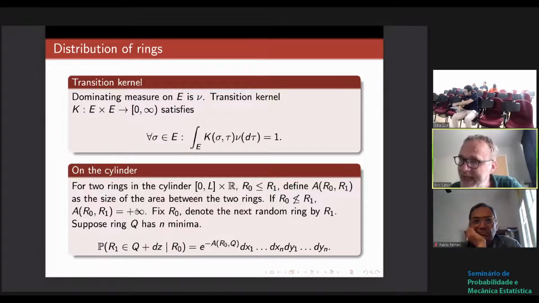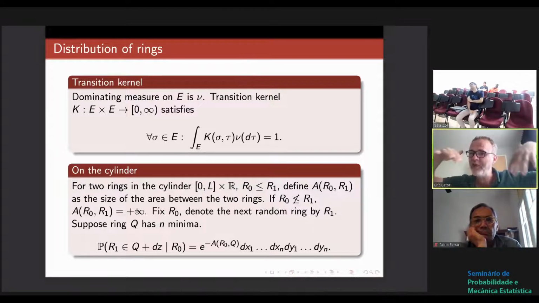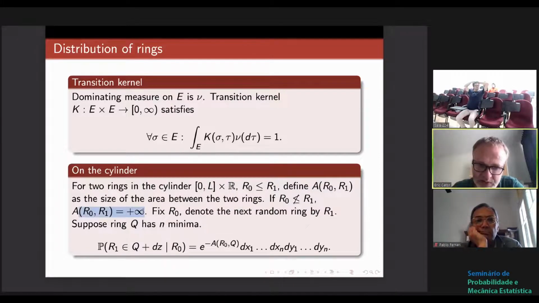This is just a trick, because you cannot find a next ring that's not above R0, right? The next ring will always be completely above R0. That's why we need this small trick. Okay, now, fix R0, that corresponds to our fixed sigma here. We fix R0, and then the next one, that's a random ring, and we call it R1.